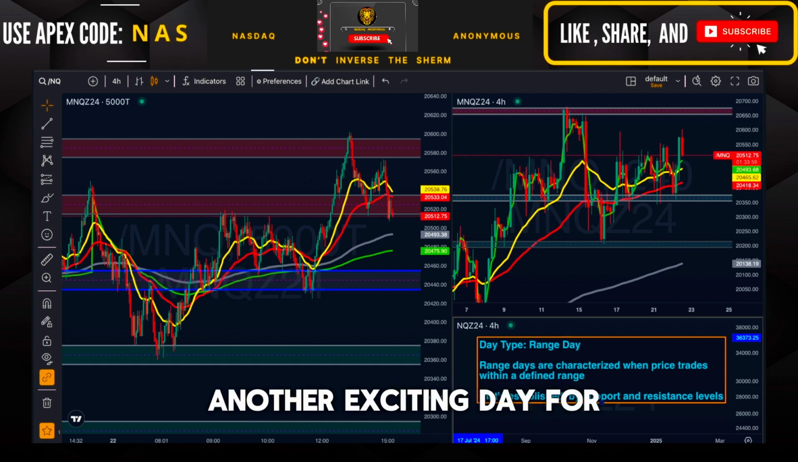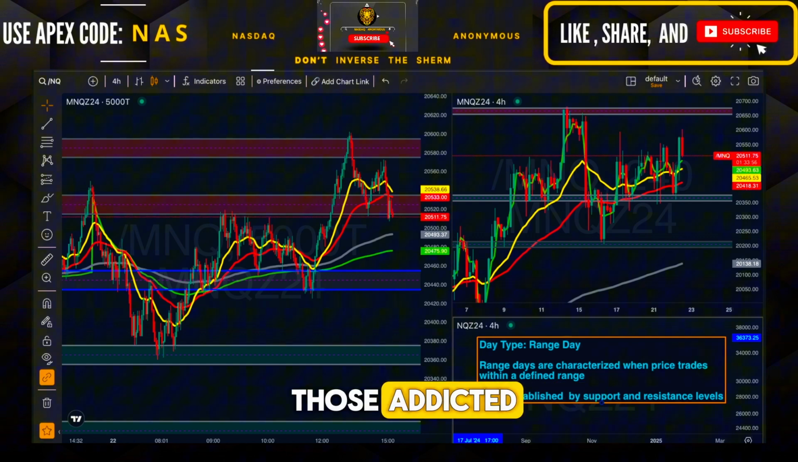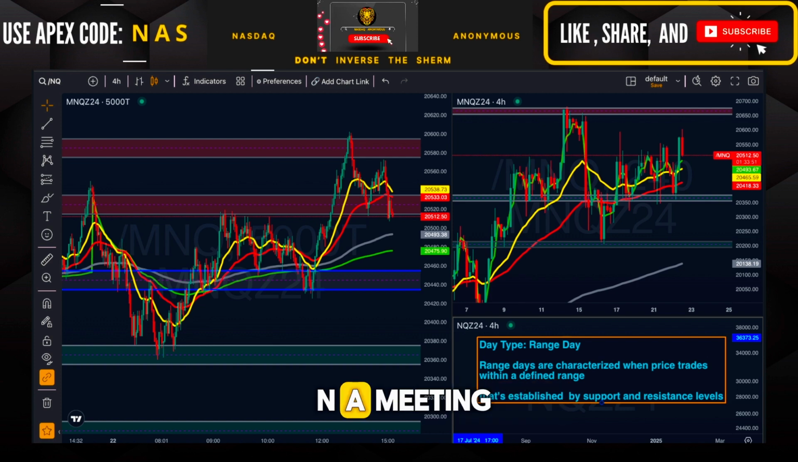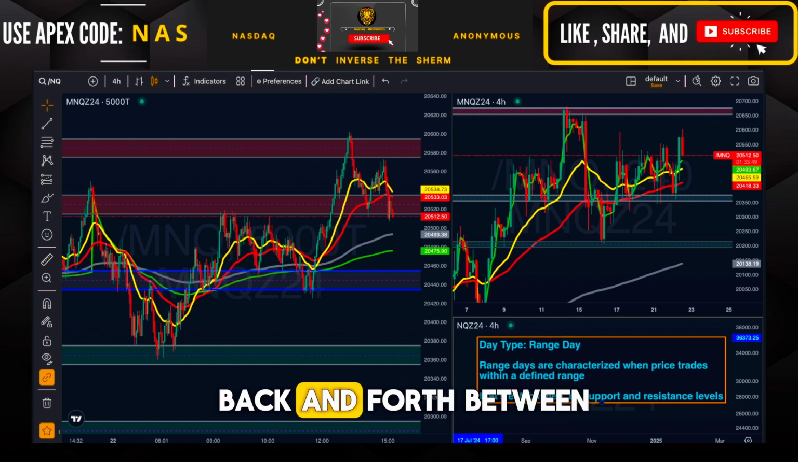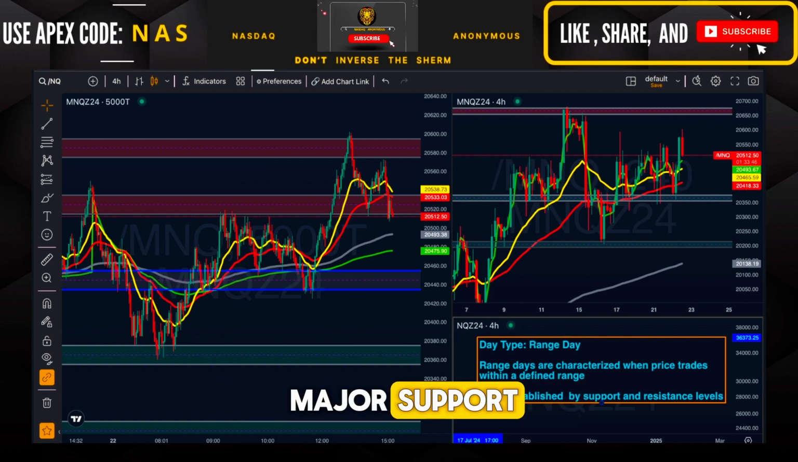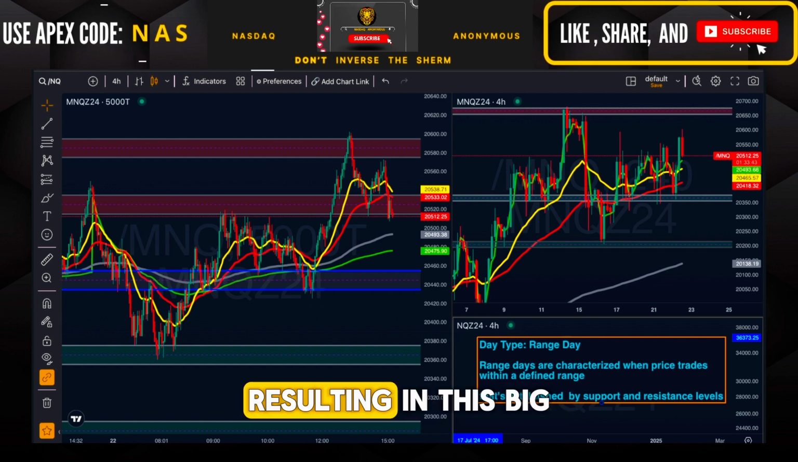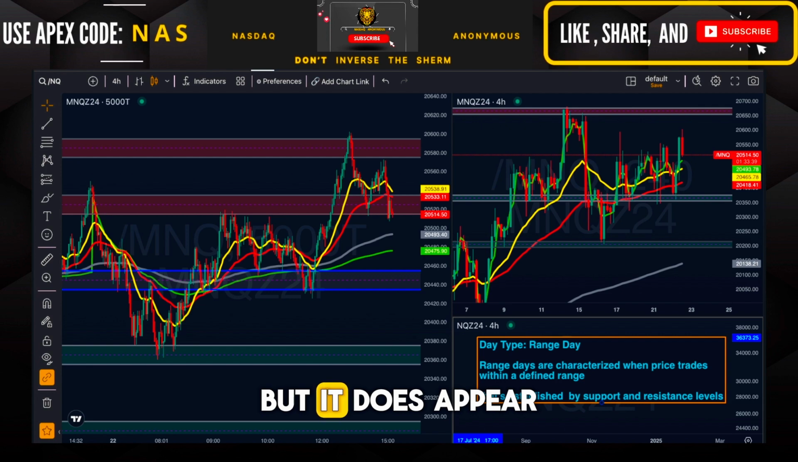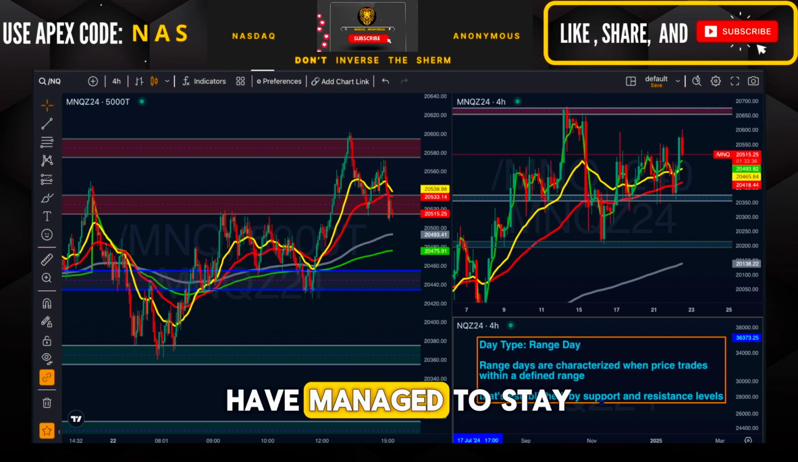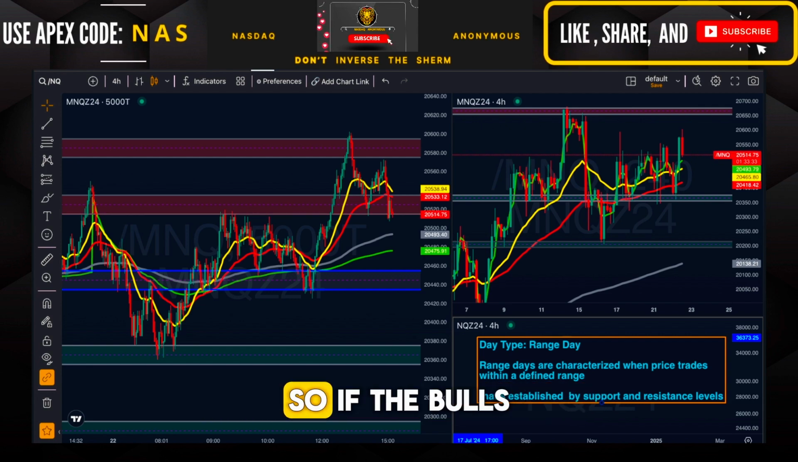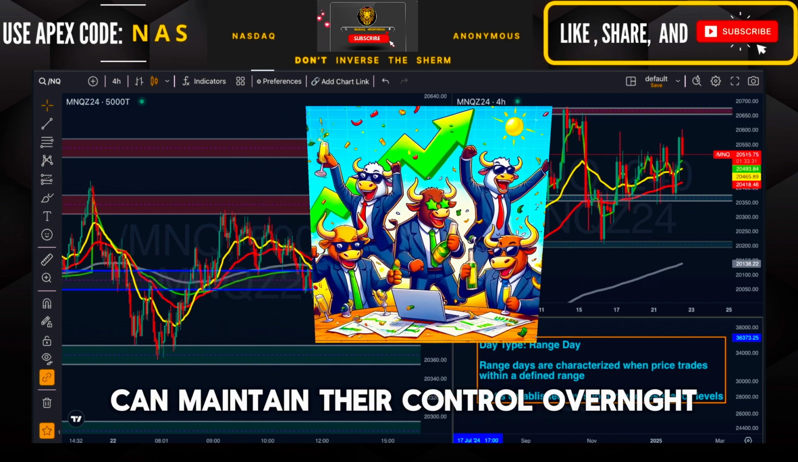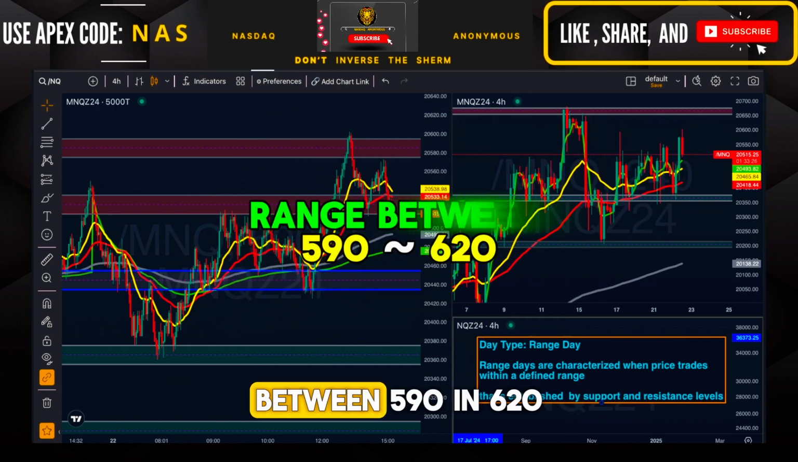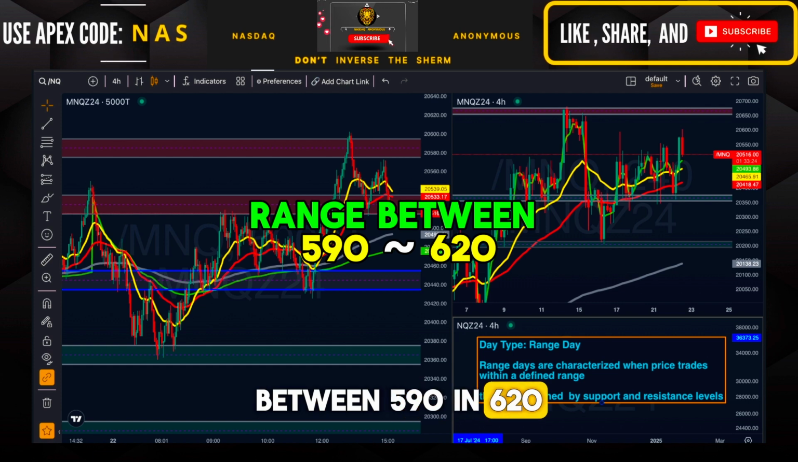So today was just another exciting day for those addicted to the thrills of the NQ. And as we spoke about in last night's NA meeting, price has been trading back and forth between major support and major resistance, resulting in this big, giant trading range. But it does appear that the bulls have managed to stay in control of this market. So if the bulls can maintain their control overnight, then I'll be watching the reaction when price trades within a range between 590 and 620.